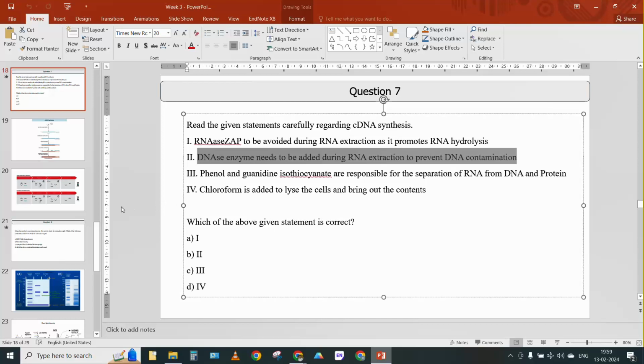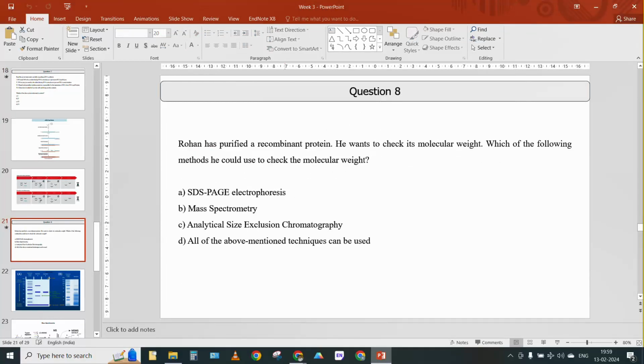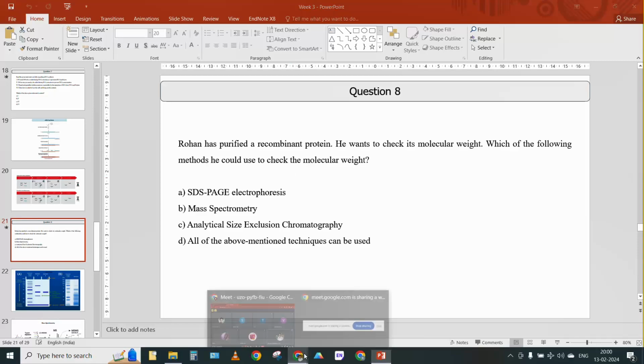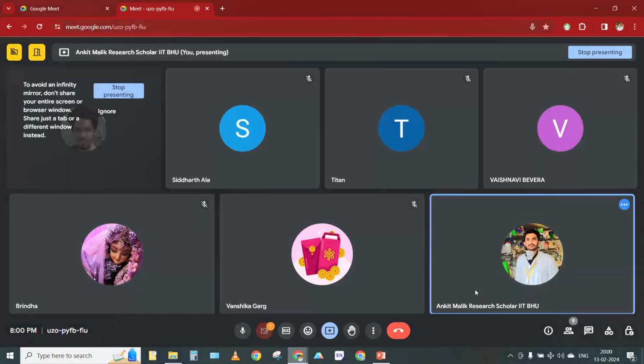So moving forward to the next question, which is 8. Question 8 states that Rohan has purified a recombinant protein, and Rohan wants to check its molecular weight. So which of the following methods could he use to check the molecular weight: SDS-PAGE electrophoresis, mass spectrometry, analytical size exclusion chromatography, or all of the above? So anyone? Okay, let me ask one by one.